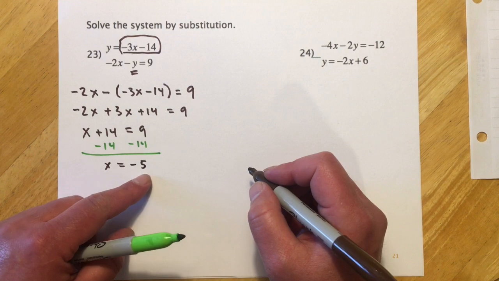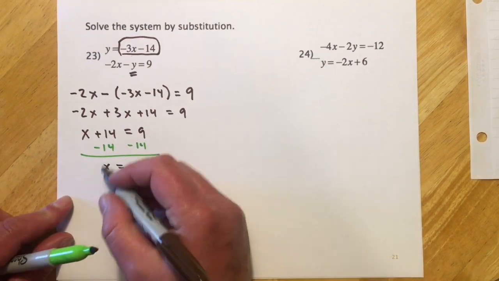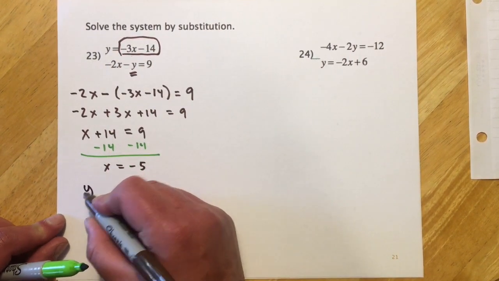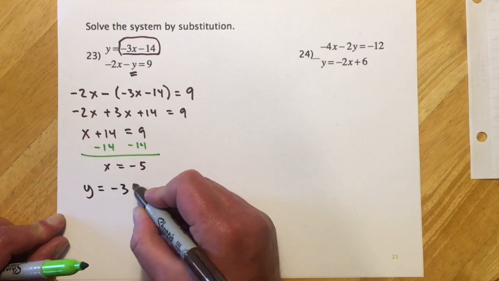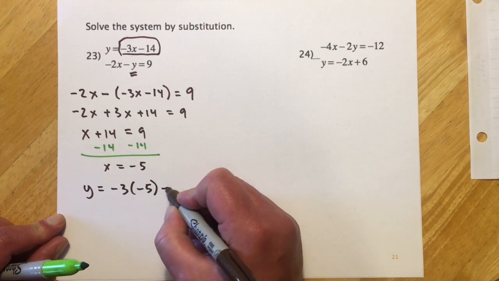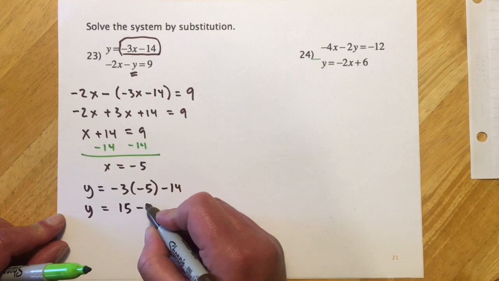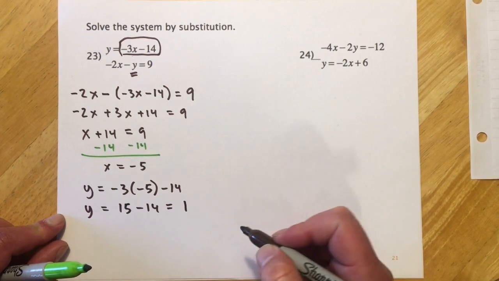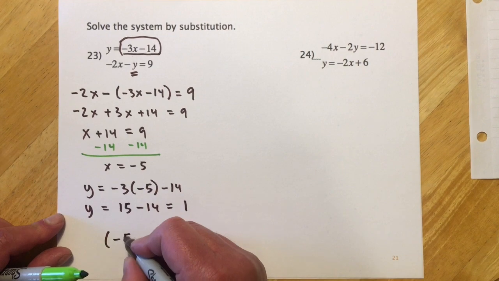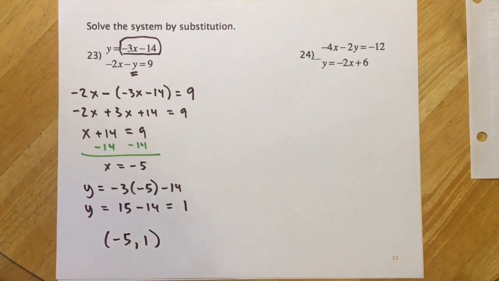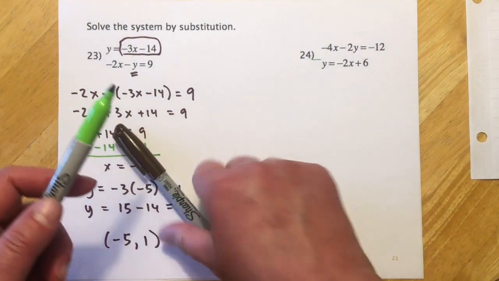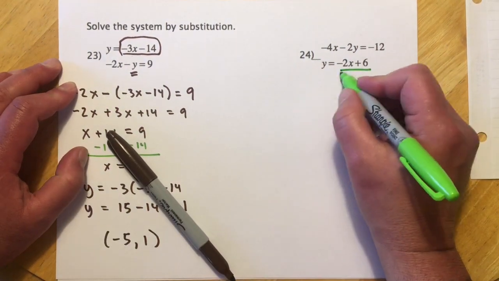And then same thing, I'll just use this to back solve, so I'm going to put it in this first equation since it's already solved for y. So y equals -3 times -5 minus 14. So y equals 15 minus 14, which makes 1. So -5 and then 1. Number 24, so now we have y equals again.